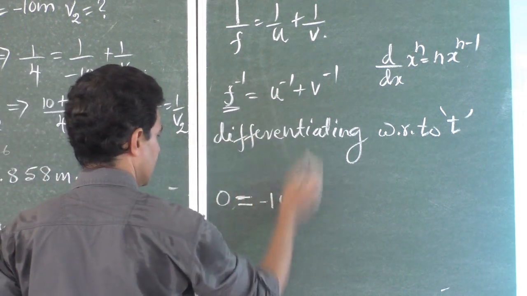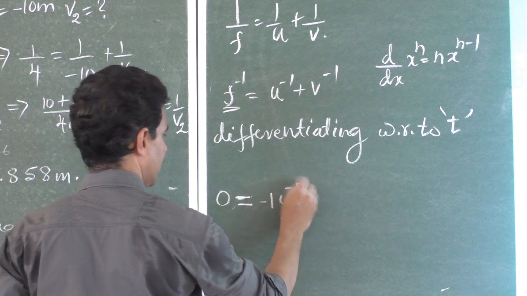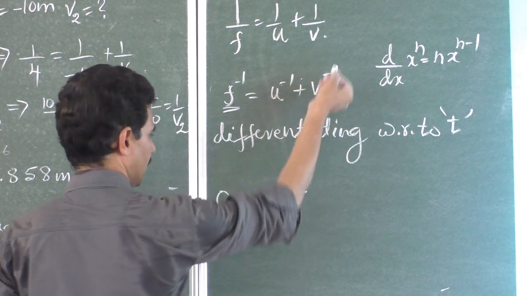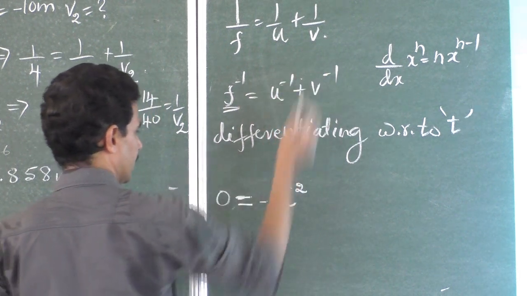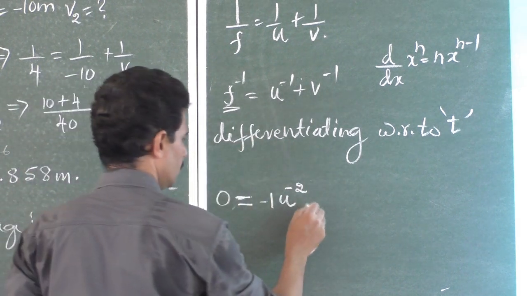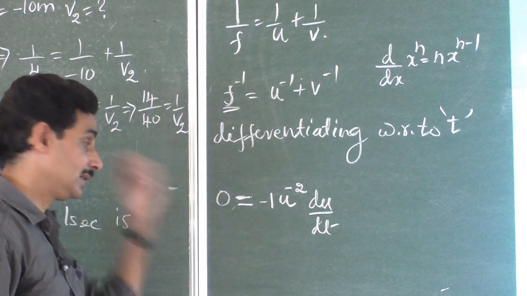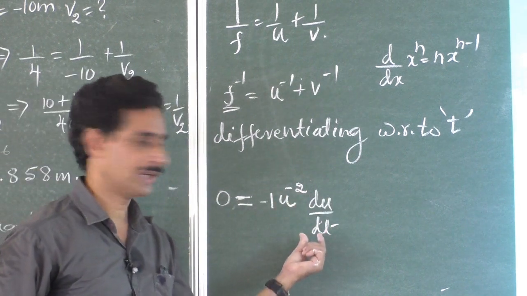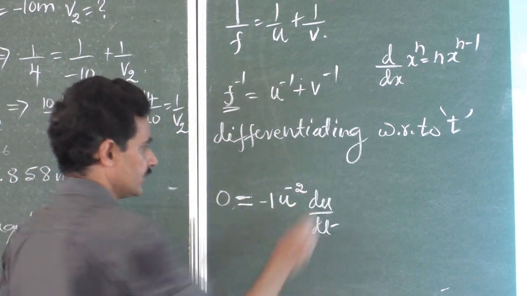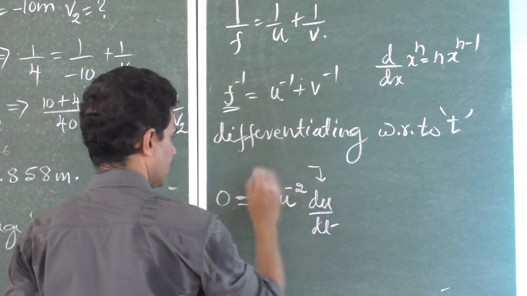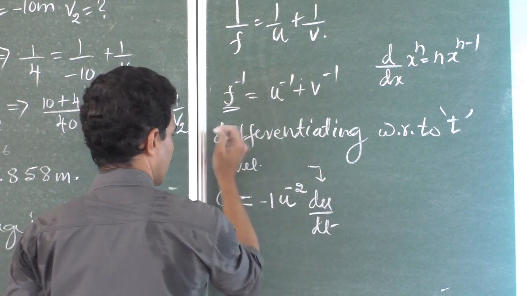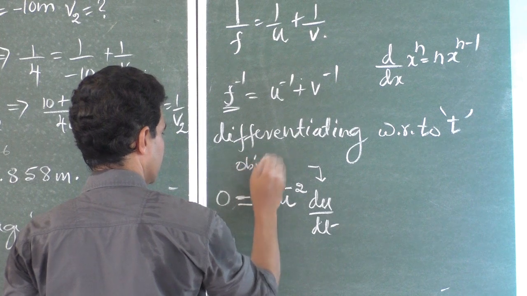n x to the power n minus 1, so minus 1 times u to the power minus 2, into du by dt. What is du by dt? Change in object distance with time. That means it is the velocity of the object. So shall I write it here? It is the velocity of the object, or object speed, I will write. Object speed.